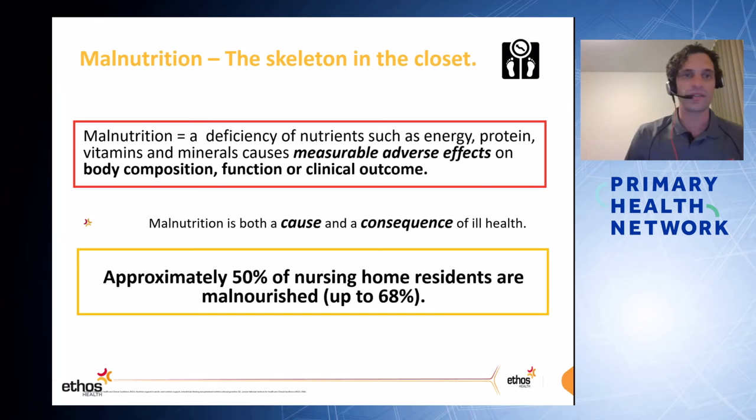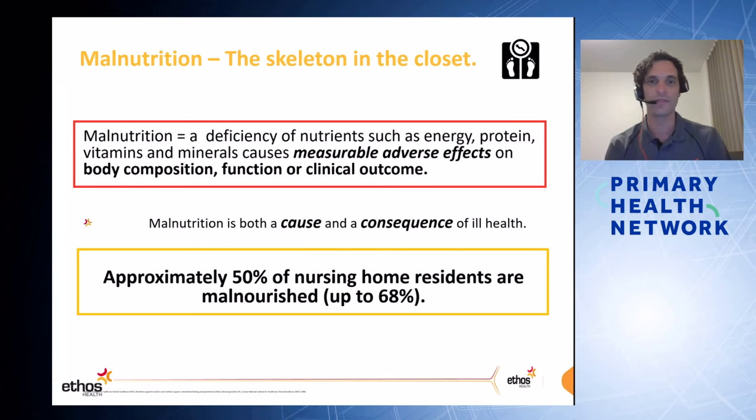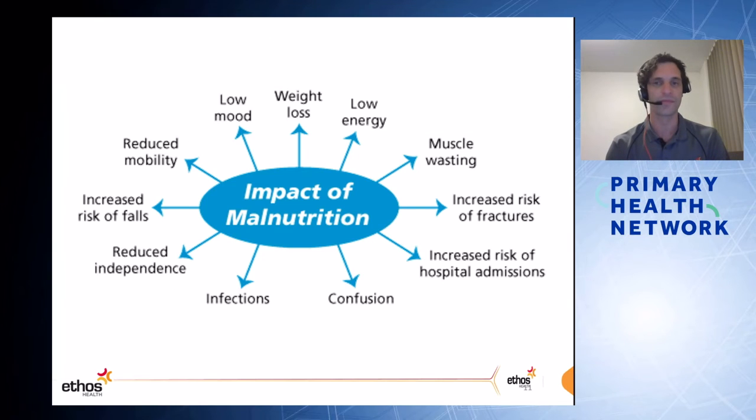So yeah, again, touching on malnutrition, what is it? It's a deficiency of nutrients, whether it be energy, protein, vitamins or minerals, which causes measurable adverse effects on composition, function or clinical outcome. And rates of malnutrition are variable, but data indicates it can be up to 68%. So yeah, it's definitely a very real problem.